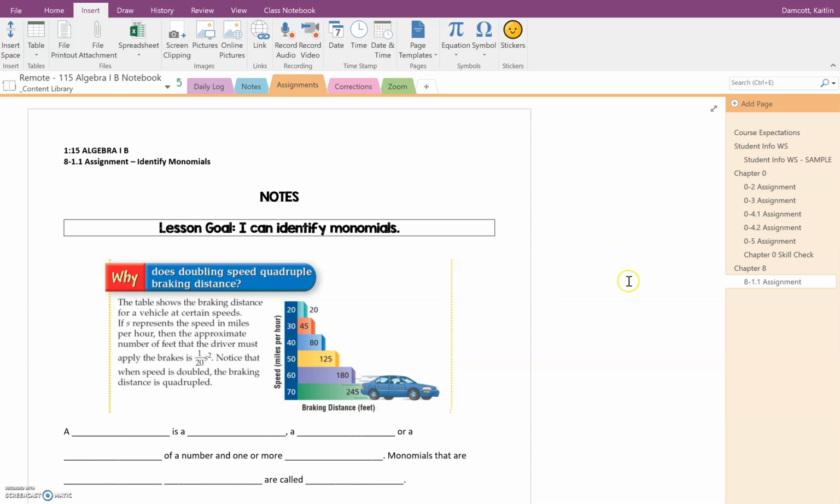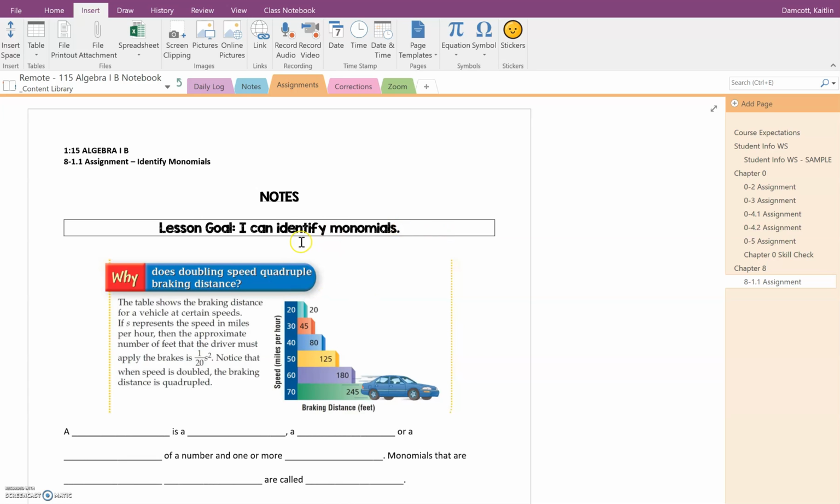Okay, welcome to a new chapter. We're in chapter 8 now, and we're going to be looking at the 8-1.1 assignment. This particular assignment deals with identifying monomials. Now, this may be a word that you remember from last year. If not, that's okay because we're going to go over what it means. So after this lesson, we should be able to identify these monomials.